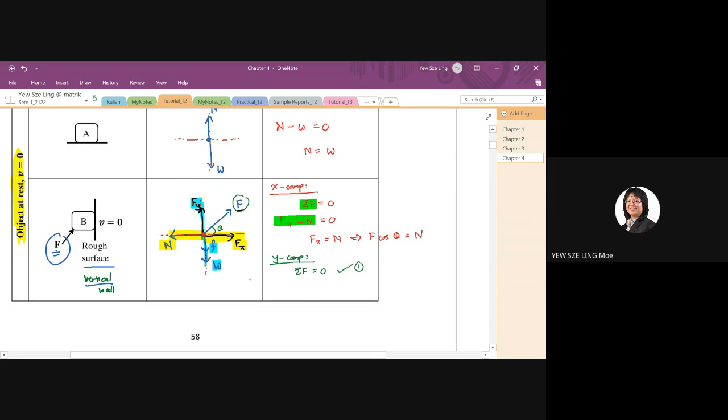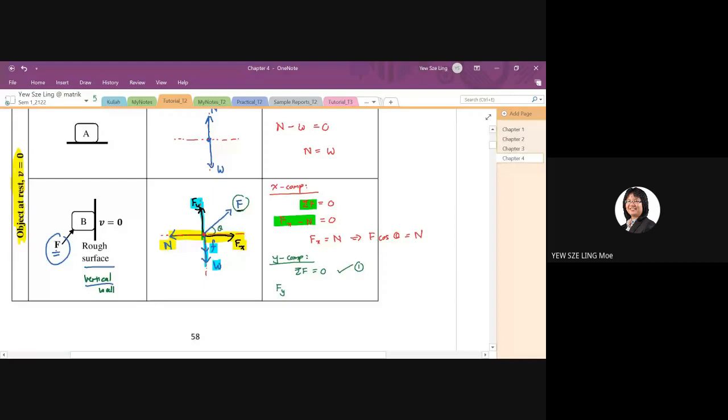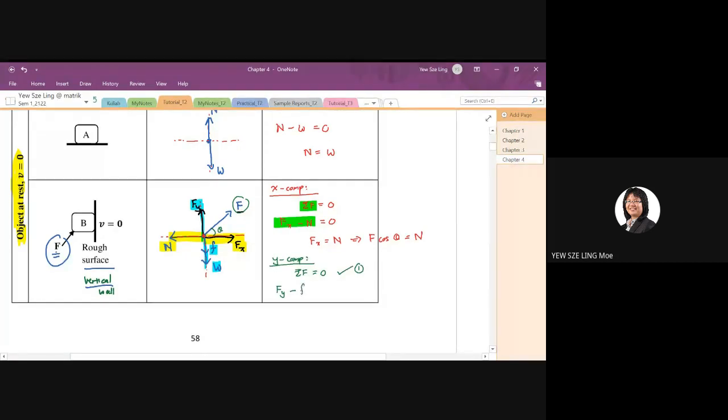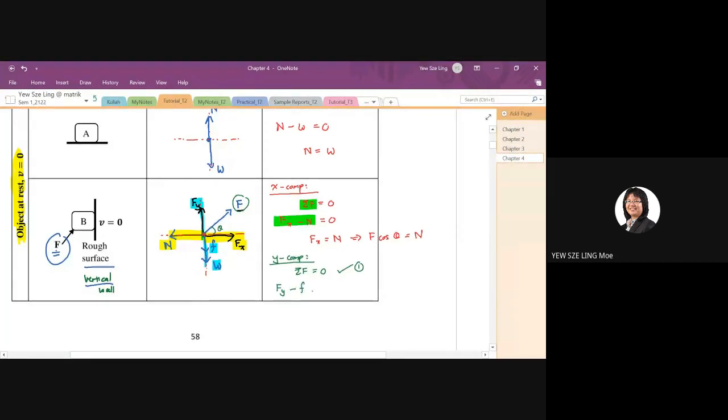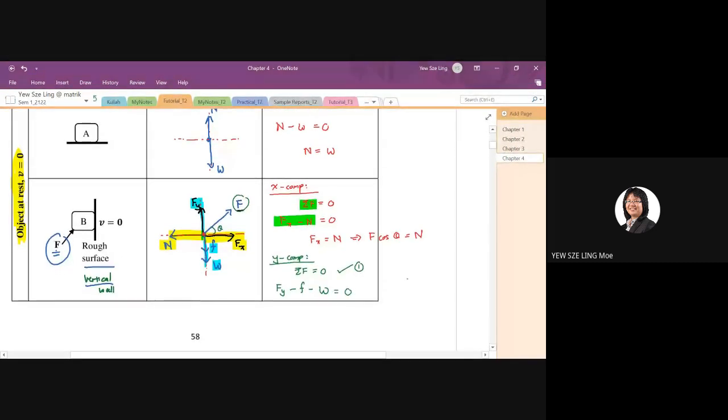So after that, you're going to expand the left-hand side of the equation. Look at the diagram. I have 1 force going up, so Fy is going up. And then I have 2 forces going down. So Fy minus the force in the opposite direction, which is F, and then another force, which is W. So you minus F minus W equals 0.